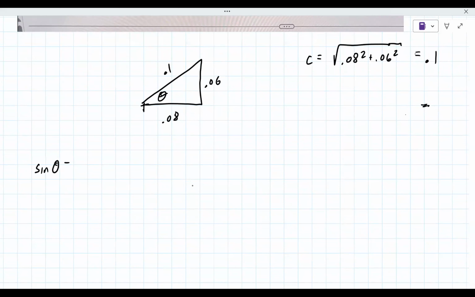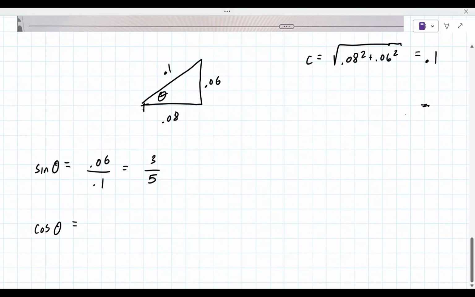Sine theta is opposite over hypotenuse, 0.06 over 0.1. When you reduce that, you should get 3/5. I don't know what kind of calculator you're using. I'm using Desmos. That's scientific. There's a fraction button there on the right, and you should see that it's 3/5. When it says the exact simplified form, they're suggesting a fraction.